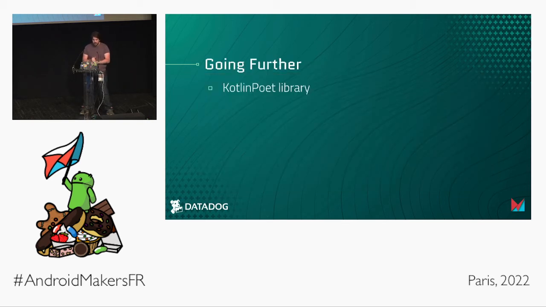If you want to go further into this, there is the Kotlin Poet library. Kotlin Poet, so first there was Java Poet. Kotlin Poet is basically the same thing as Java Poet. It's a library that allows you to easily generate Kotlin source code.